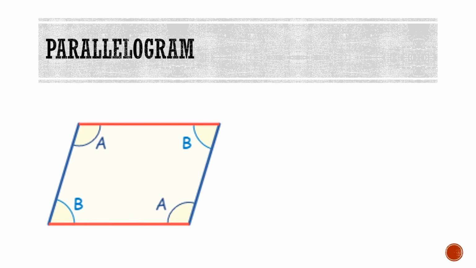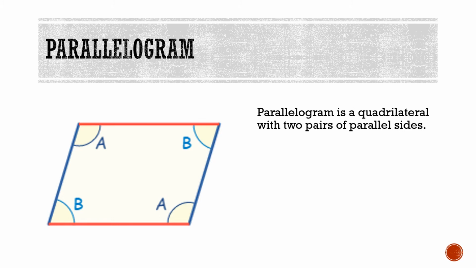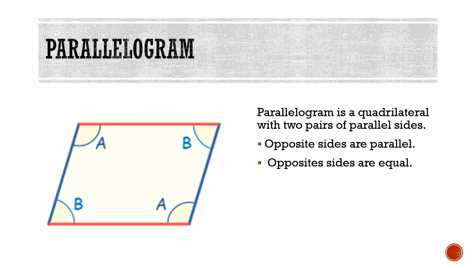Next is the parallelogram. A parallelogram is a quadrilateral with 2 pairs of parallel sides. Opposite sides are parallel. Opposite sides are equal. And the opposite angles are equal. So let's say that this is our parallelogram A, B, C, D. Then I'll be renaming these angles as angles A, B, C, and D.